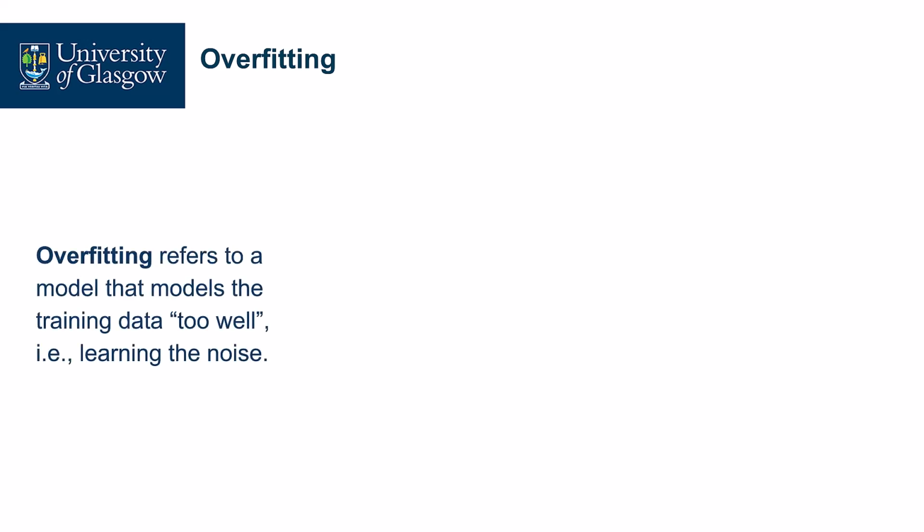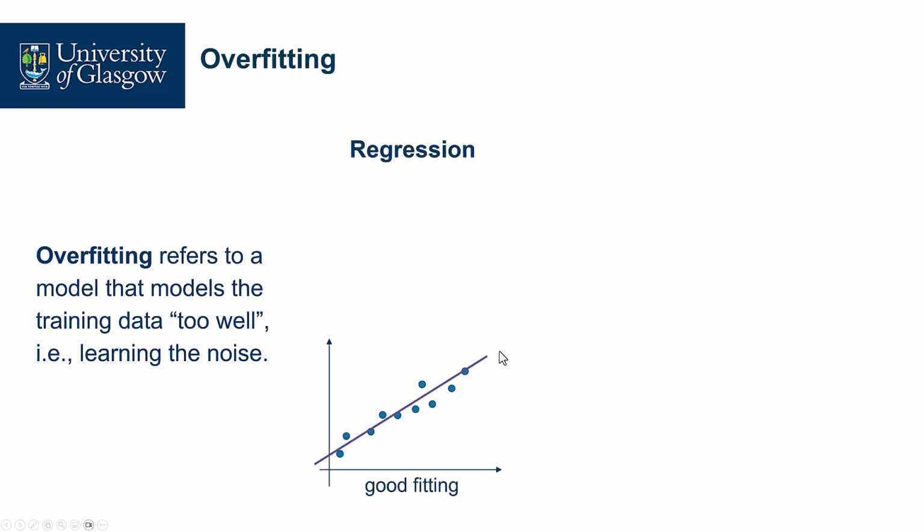So now let's see some examples. Intuitively, we can think of overfitting as the model fitting the training data too well, right? It catches every detail, but that's not what we want. For regression, this is a good fitting. What will be the overfitting? It looks like this, right? It catches every point well. In the training set, the error could be very low compared to the good fitting.